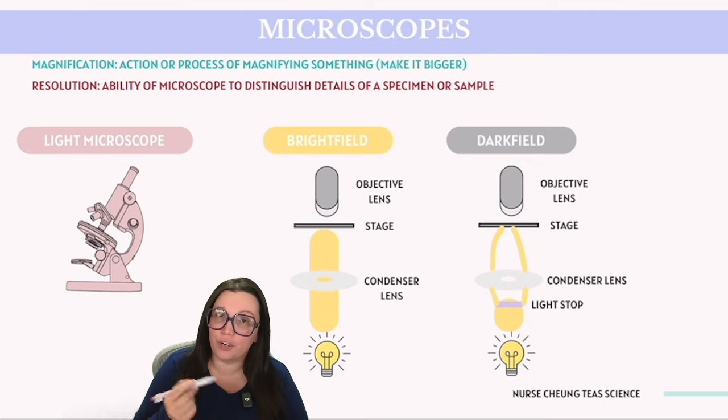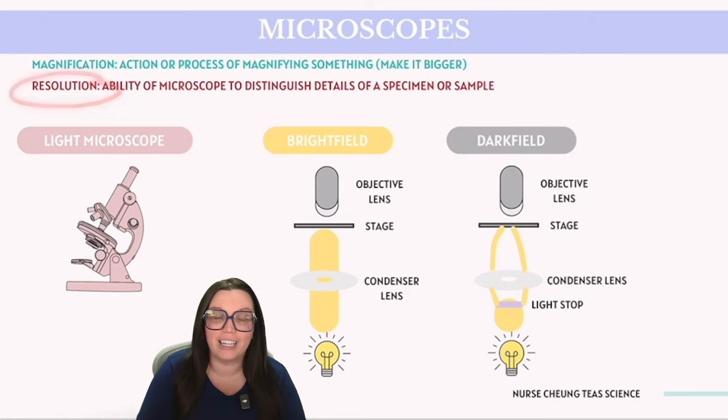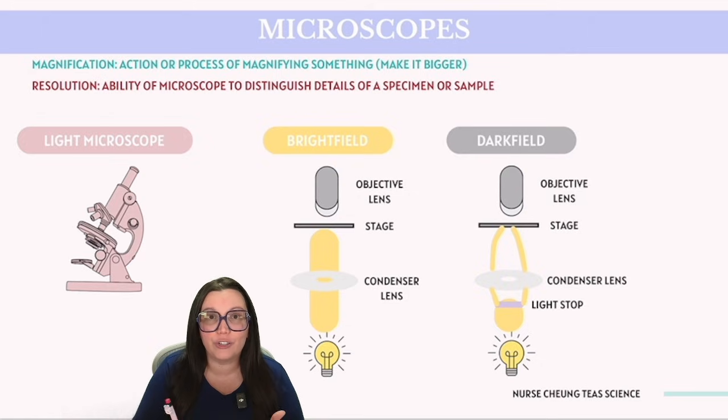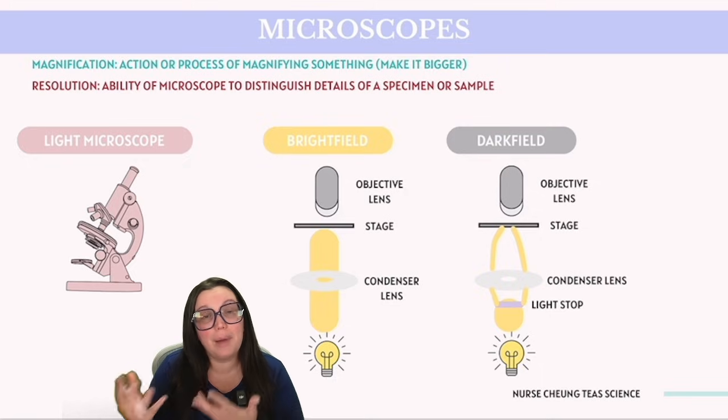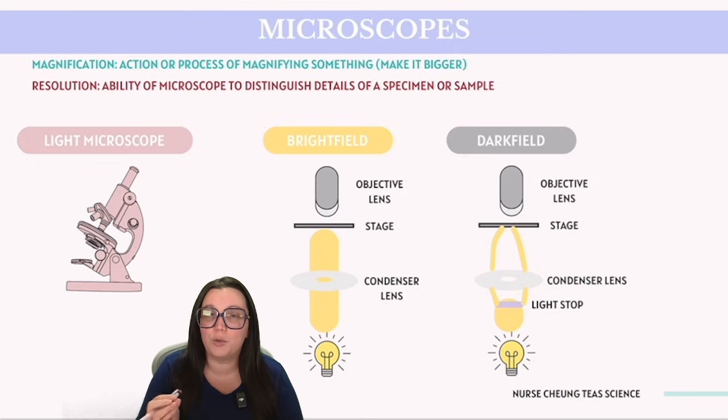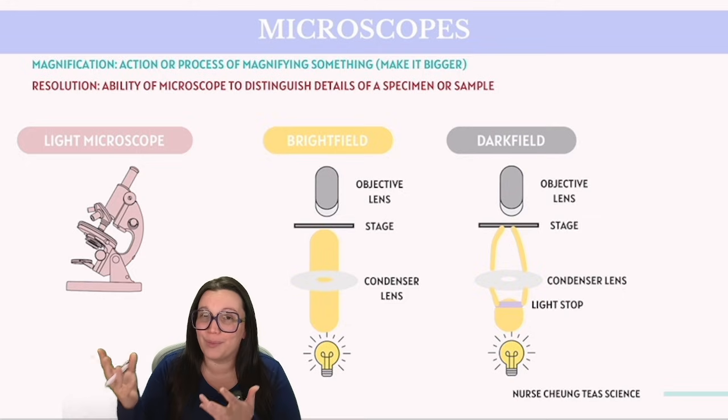Another critical term you're going to need to know is resolution, and that's the ability of a microscope to distinguish between two closely positioned objects as separate entities. Without adequate resolution, two proximate objects might appear as a single blurred entity. For instance, a microscope with a resolution of 0.2 microns requires objects to be at least 0.2 microns apart in order for them to be distinct from one another.